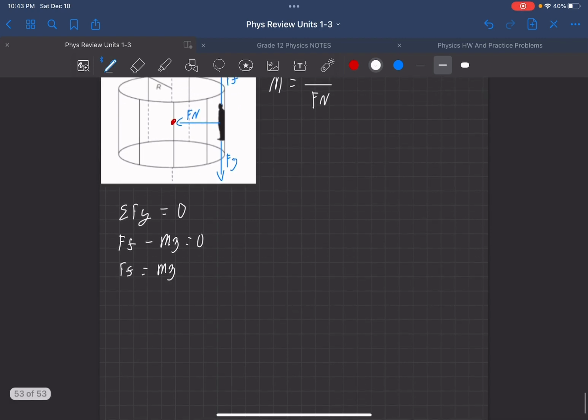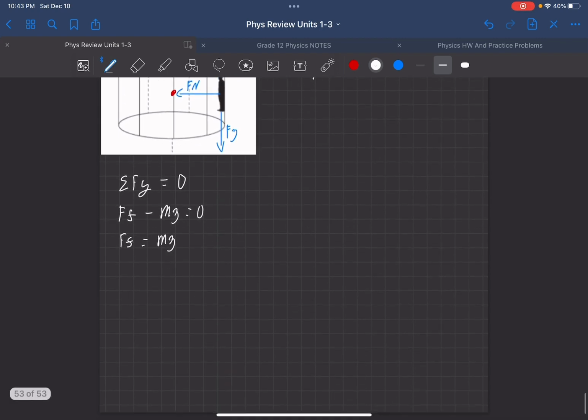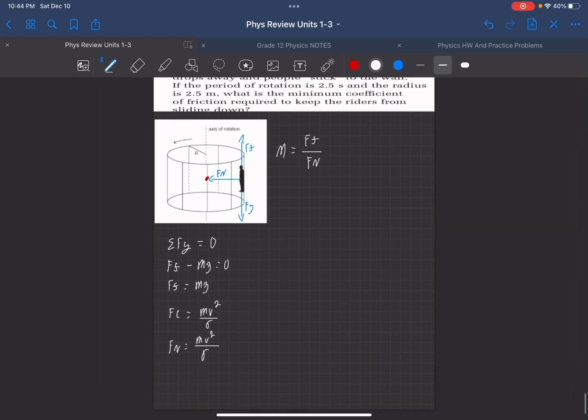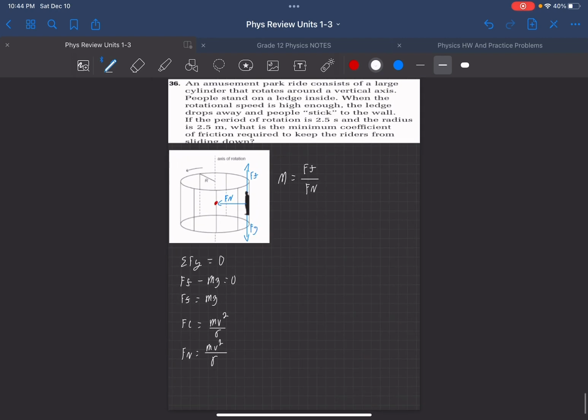So the normal force we defined as the centripetal force. And we have a formula for the centripetal force, right? So that is equal to mv squared over r. And we can say the normal force is equal to mv squared over r. However, we come across a problem. We don't have v, and there's no way to find v.